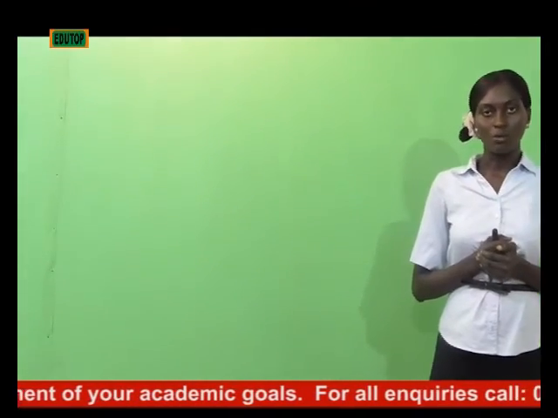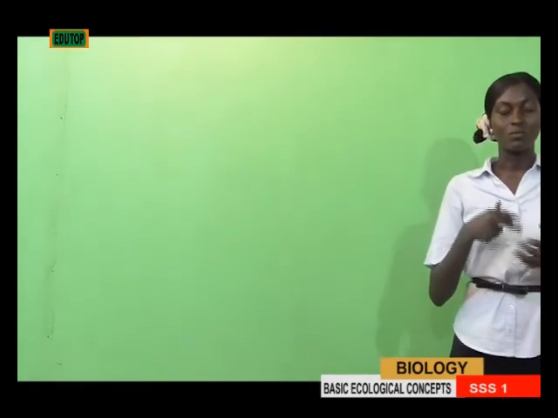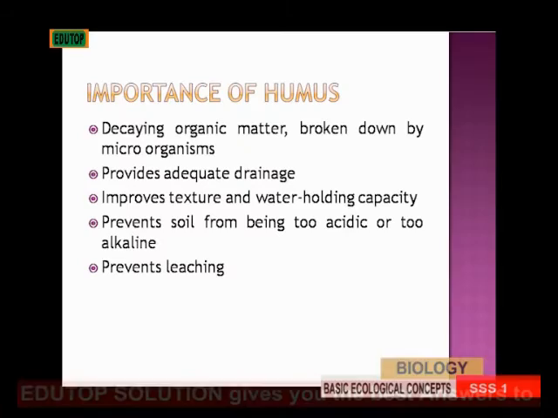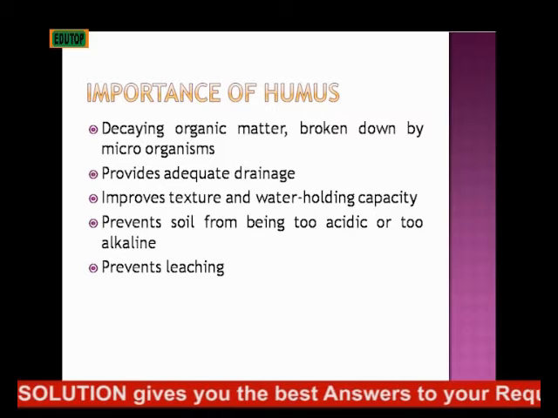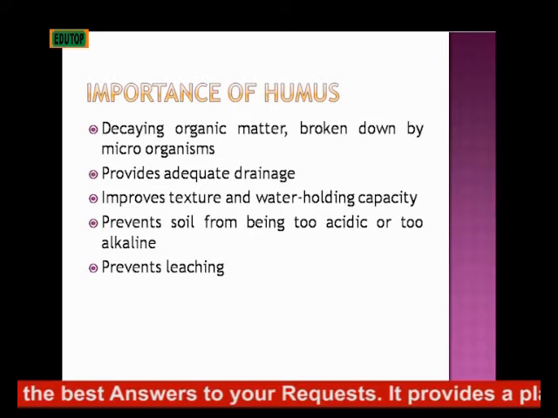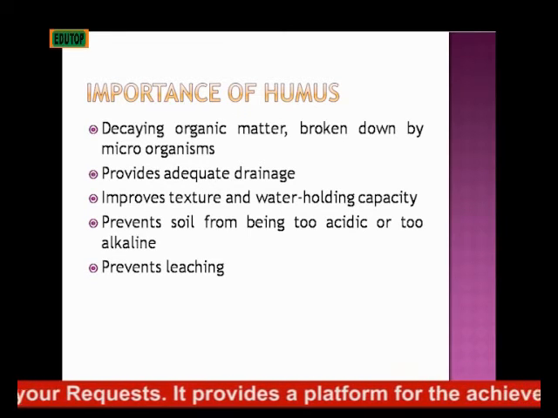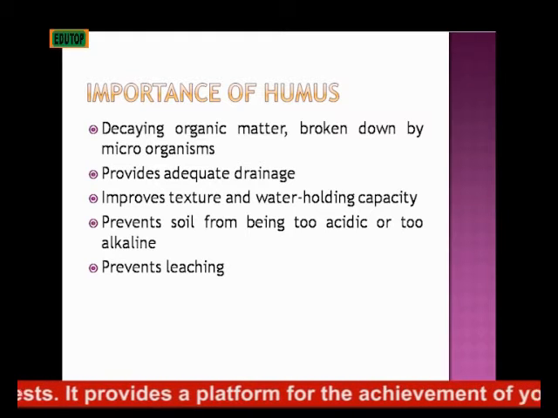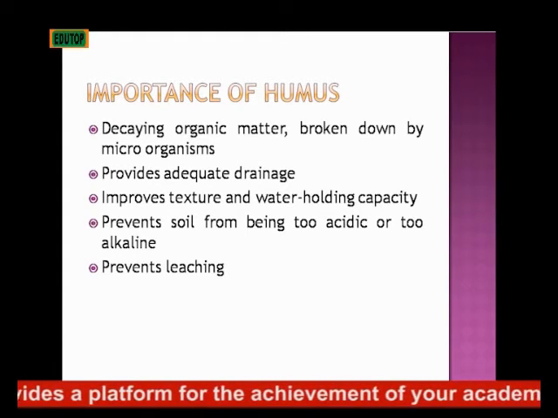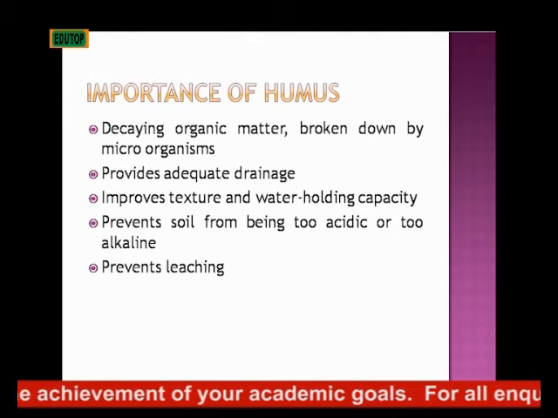Then the importance of humus. I said you can improve the properties of the sandy soil by adding humus. So what is humus and what are the properties of humus? Humus is decaying organic matter broken down by microorganisms. You find it very dark, and most times you find humus in places of refuse. When you dig the soil of your refuse place where you throw your waste, you discover that the sand there is very, very dark.